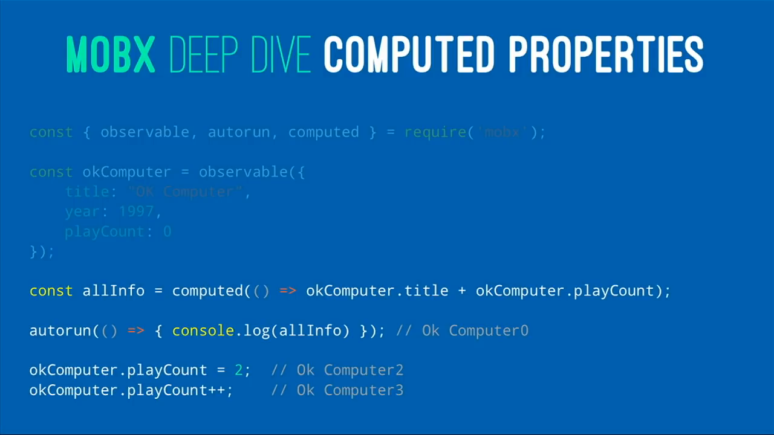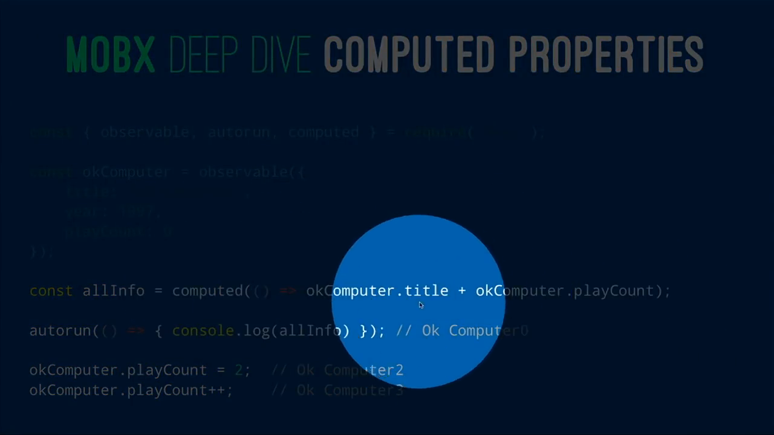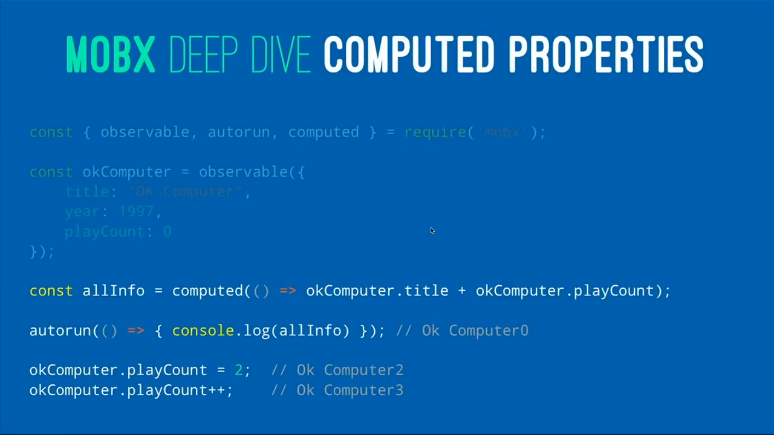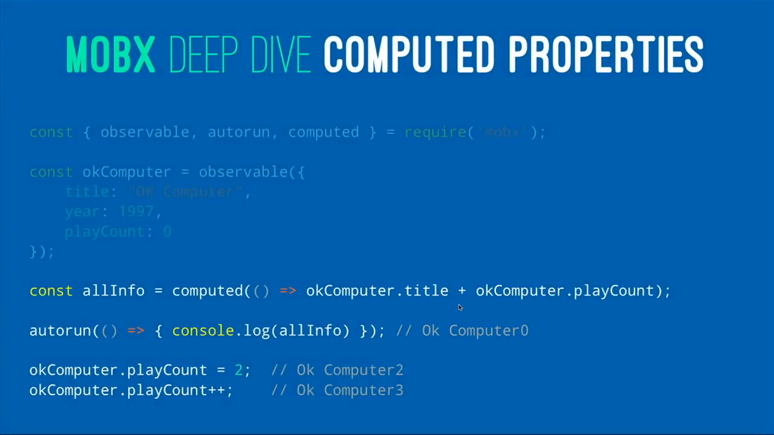And if we need to describe them, computed properties are just derivations of the observable state. So you get a state property, and you can do something around it, or you can combine two of them. That's a computed property. In this case, our computed property is simply the concatenation of title and play count, and that's it, job done. The beauty of that is that the computed property is an observable as well, with the same interface. So I can use that inside the autorun method in the same way I was using a proper observable.